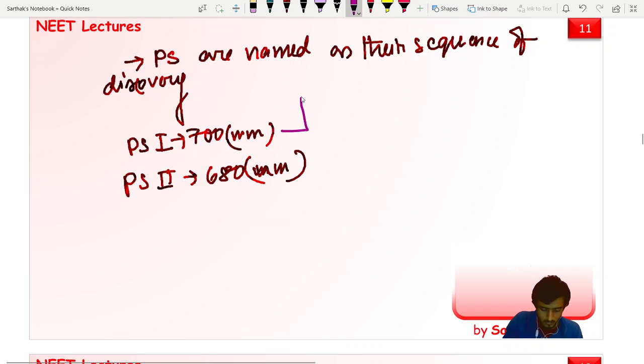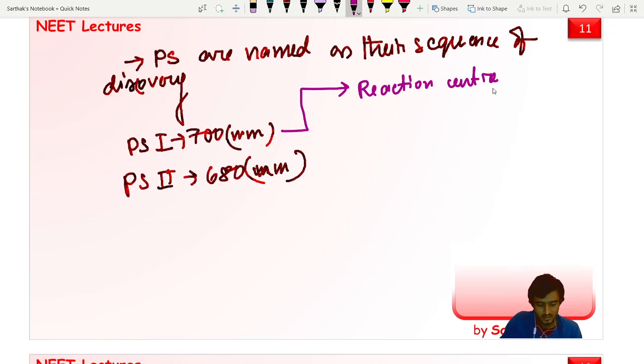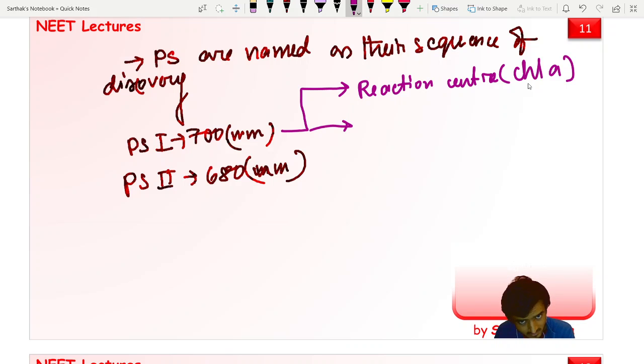This photosystem 1 has a reaction center which is chlorophyll A. What is a reaction center? A reaction center is that part of a photosystem in which the maximum amount of photosynthetic activity occurs, and it is also where the energy from the other pigments is transferred.